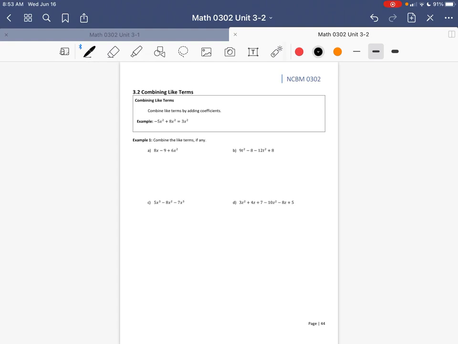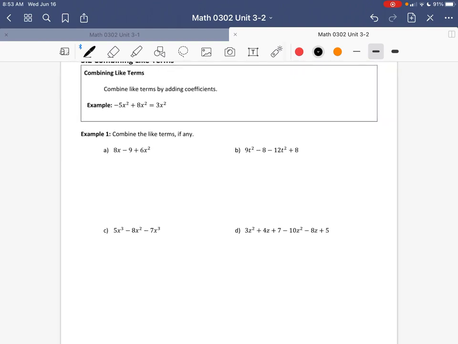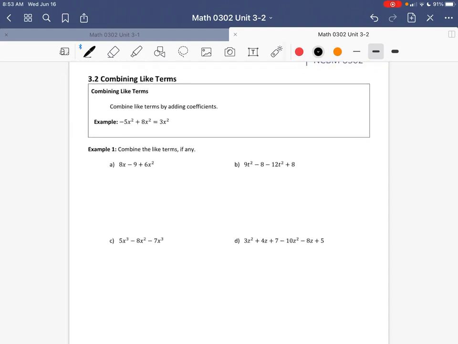So this unit is about combining the like terms. In the previous video, Unit 3, Section 1, we identified the variables, the terms in an expression, and the coefficients, and then went back to see if we could identify any like terms. In this one, let's take a look at the example. The example says to combine the like terms by adding the coefficients.